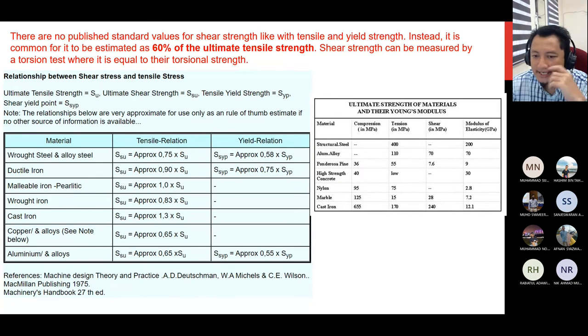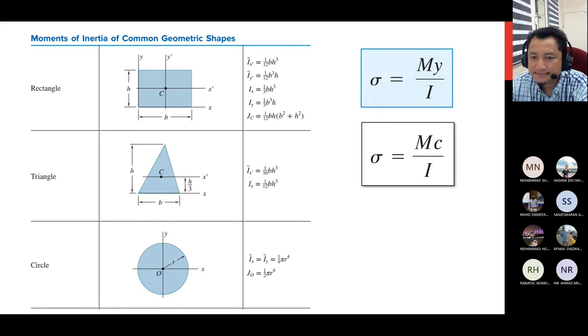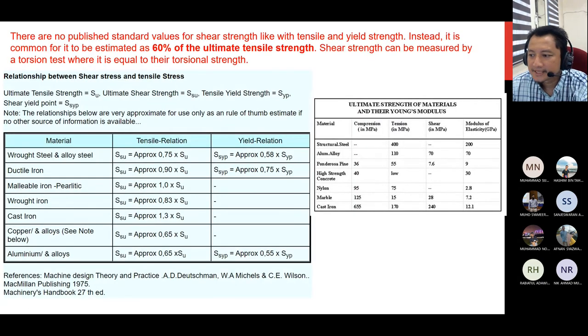So other than that, this one later on I'll share. Ini tak patut lah ikut lah. This is a good table lah. This states down what is the relationship between shear strength dengan ultimate tensile strength. Kenapa kita kena tahu shear strength? Sebab kita buat shaft punya calculation. And most of the time we're looking at the shear strength of the shaft.